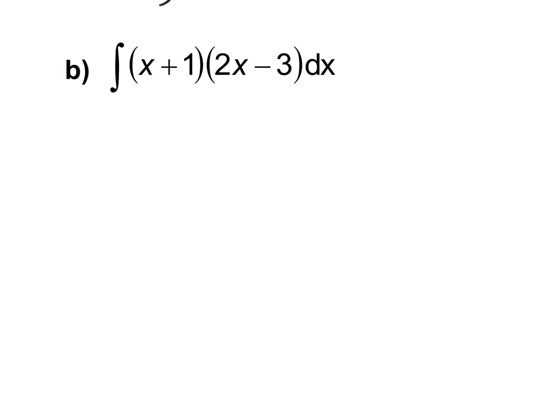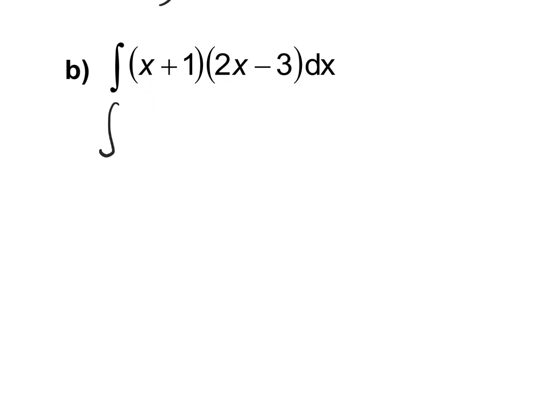Now continue with the second question. Analyze the function given first. Okay, so this is (x plus 1) with (2x minus 3) given in terms of 2 factors. So we cannot do direct integration. We need to expand these terms by term.